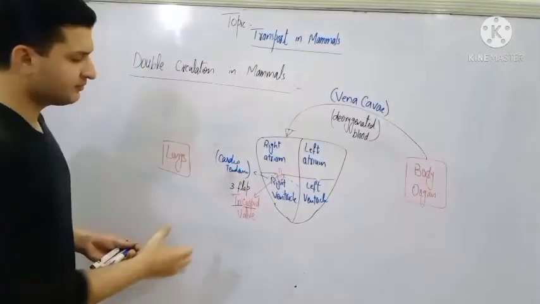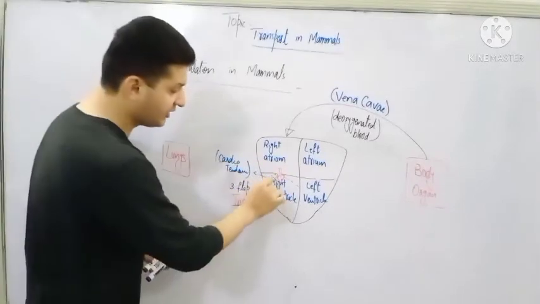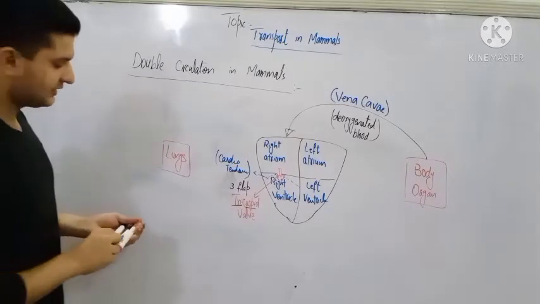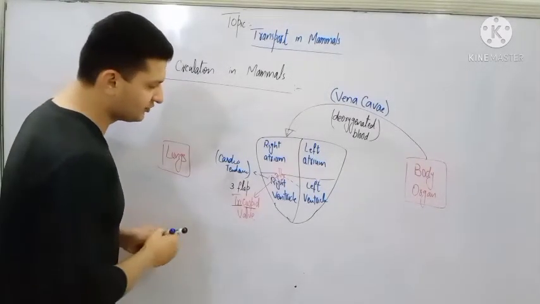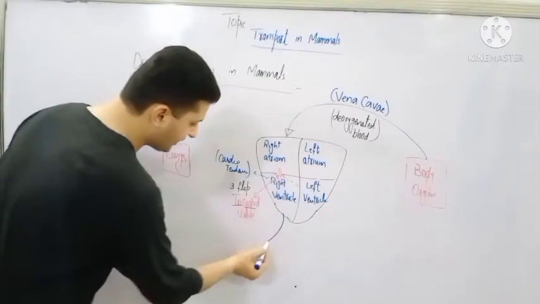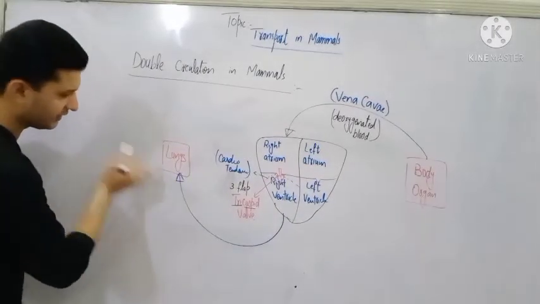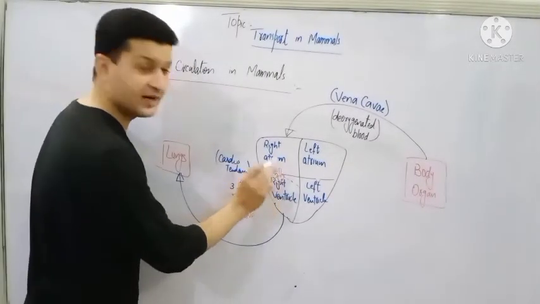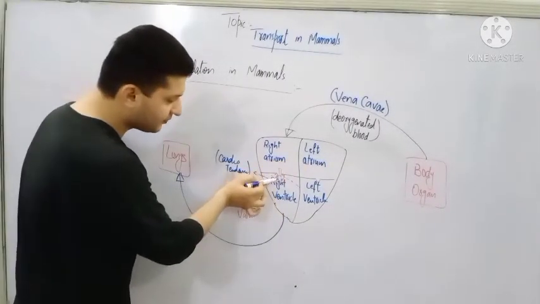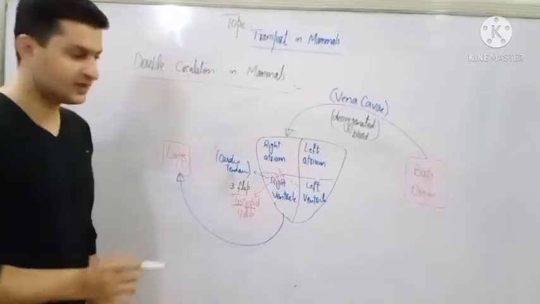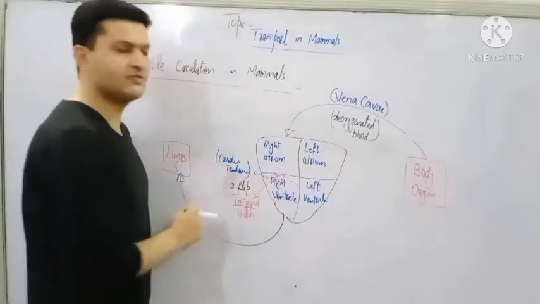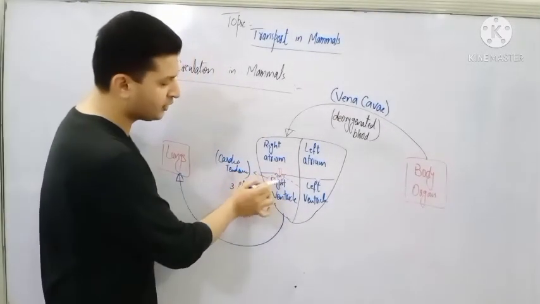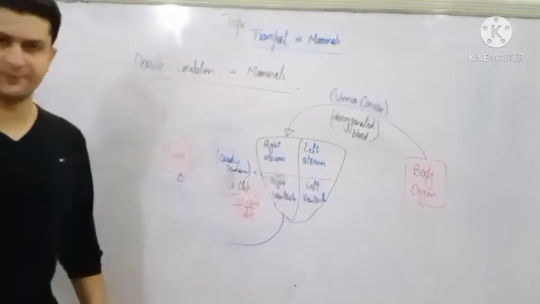Now the right ventricle contracts, and the deoxygenated blood moves from the right ventricle to the lungs. Because this right ventricle contracts, there are chances that blood can flow back to the right atrium, but there is the tricuspid valve, which will be closed and will not allow the blood to move into the right atrium.